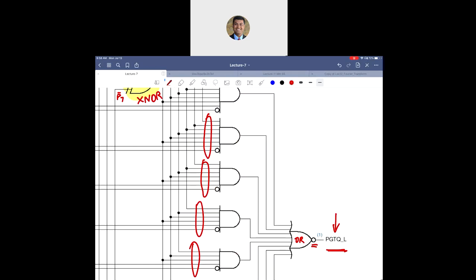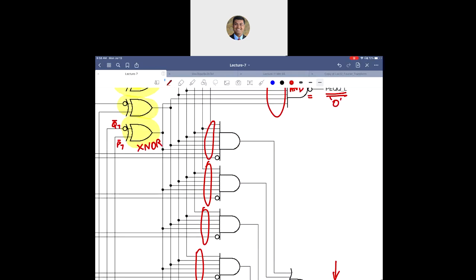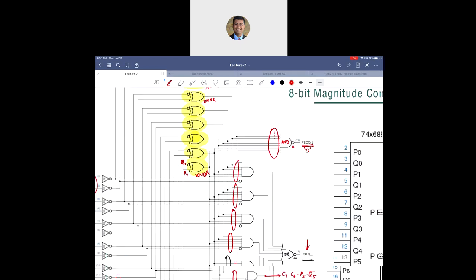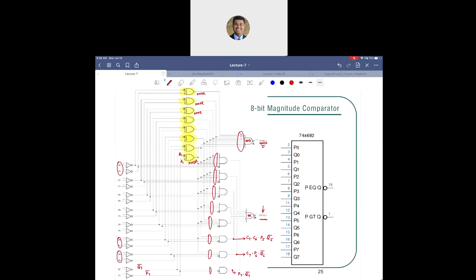So with these two outputs, there's a standard 74682 chip. We have all the 8 bits being compared available over here. P0, Q0 all the way up to P7, Q7. There are only 2 active low outputs for equality and greater than comparison.